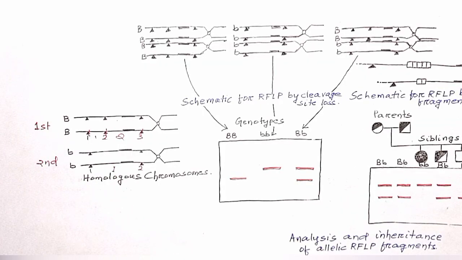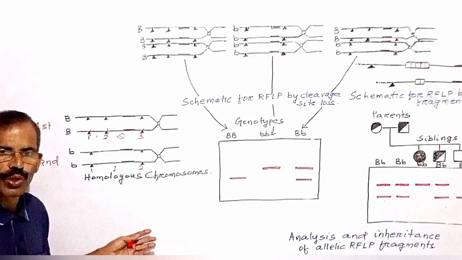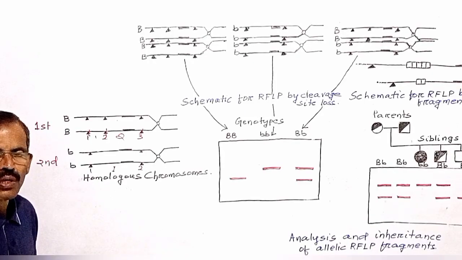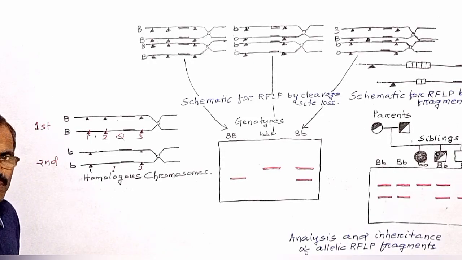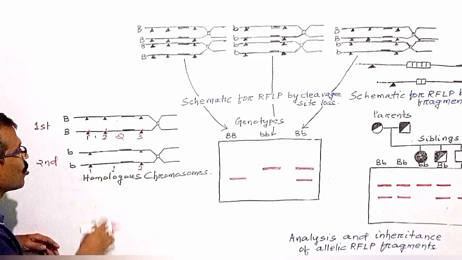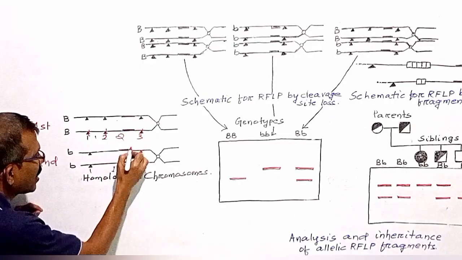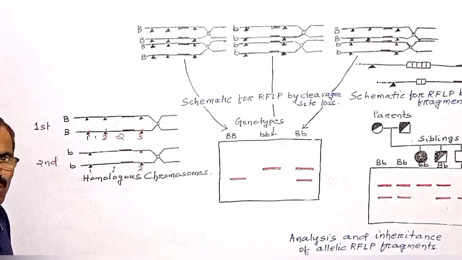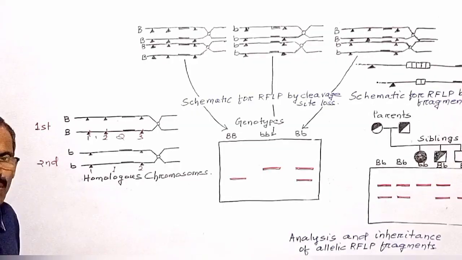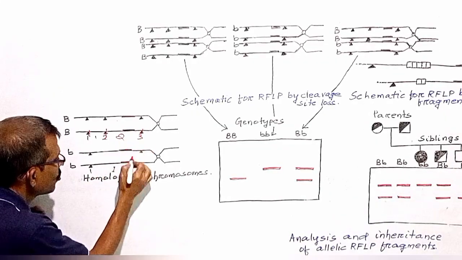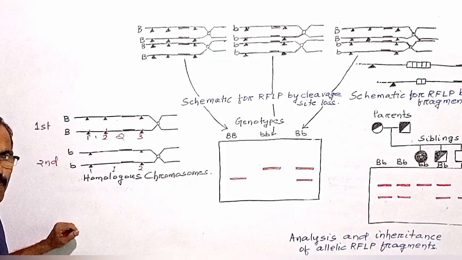Why? The answer is that it can be due to mutation. As mutation changes the sequence, the enzyme fails to recognize, because of which cleavage does not take place. In both of these chromosomes, this bold line represents the sequence which will bind to the probe during hybridization. So these fragments will be detected by autoradiography.